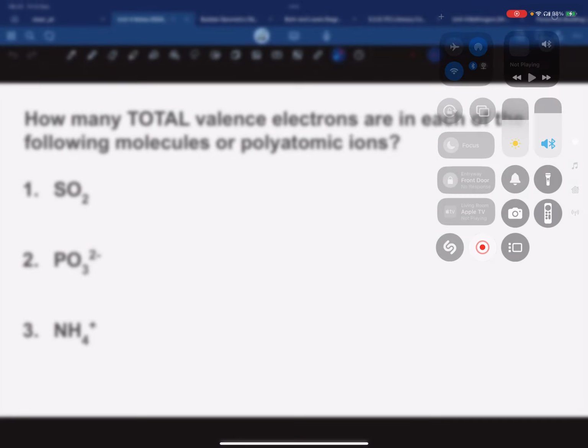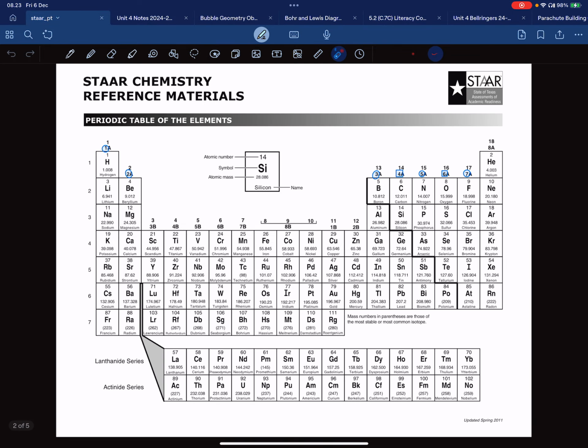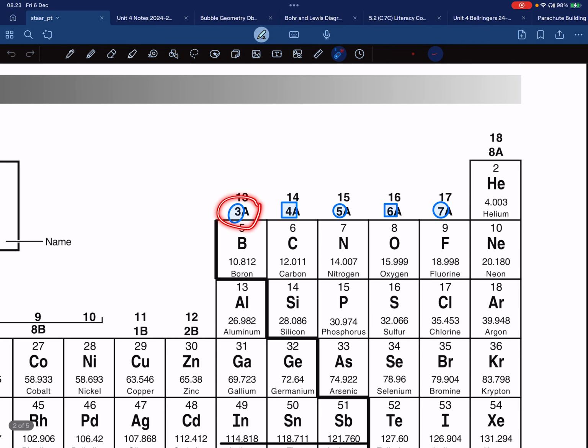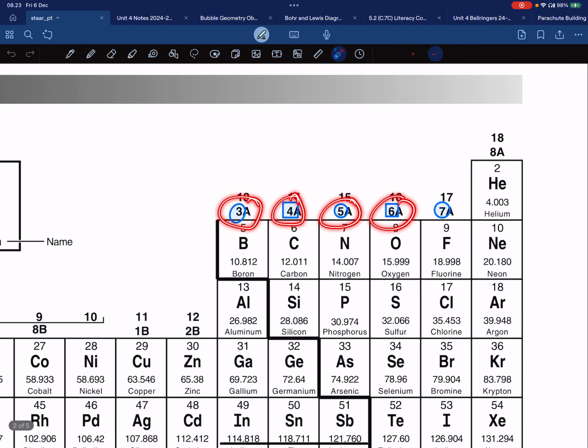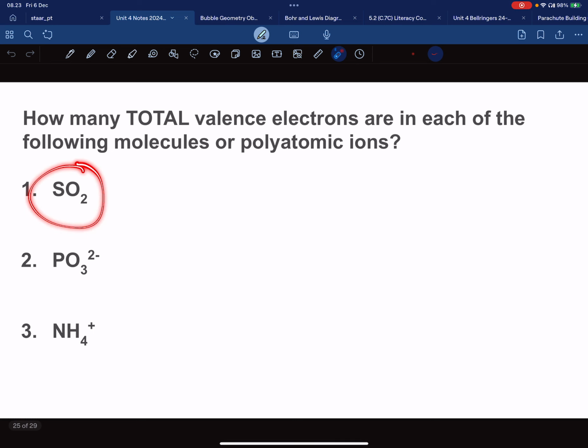Alright guys, so I'm hoping that you recall from using your periodic table that it is these group numbers that are the valence electrons for all of the elements in that group. So oxygen, sulfur, selenium, tellurium all have 6 valence electrons, for example. So you simply need to find what the elements are and then the number of valence electrons for those elements, and then add them all up.